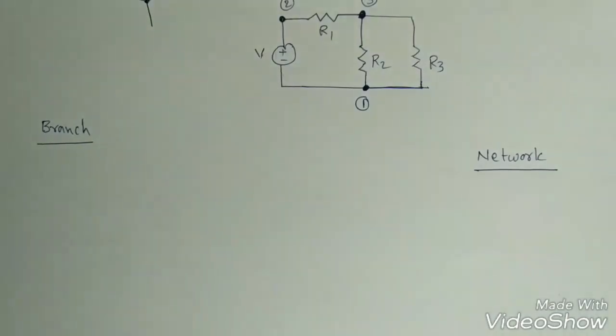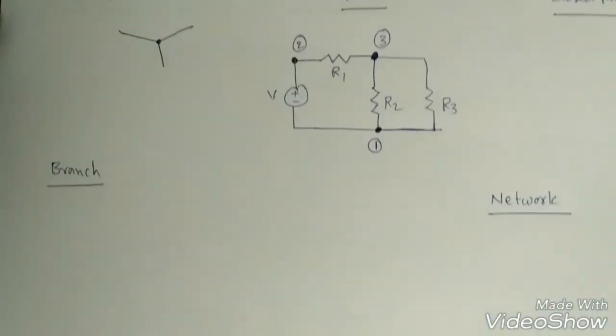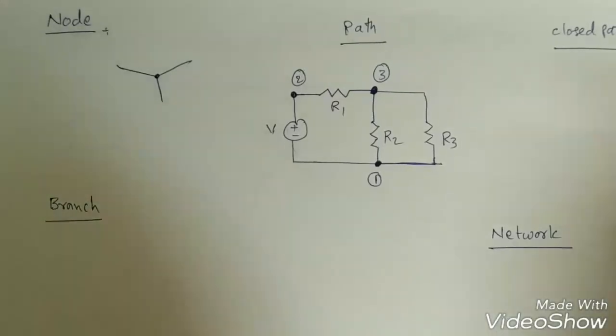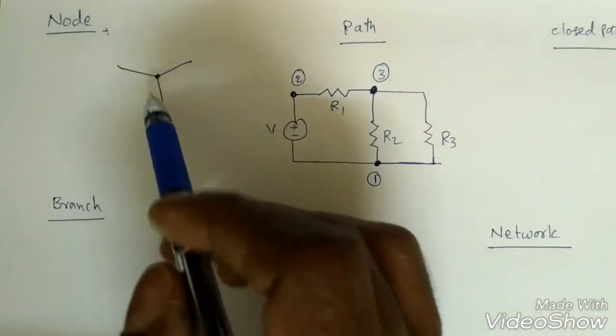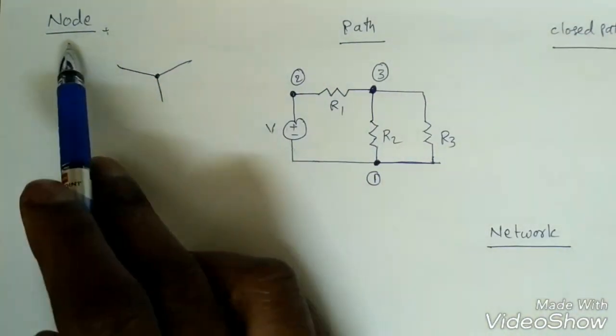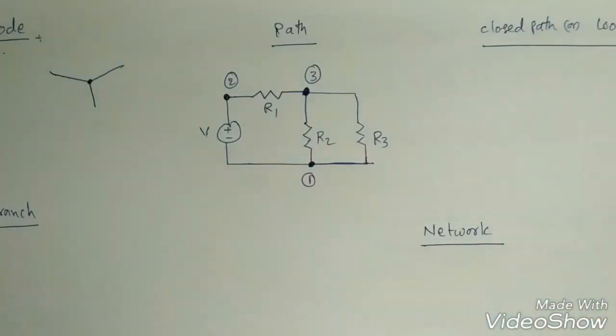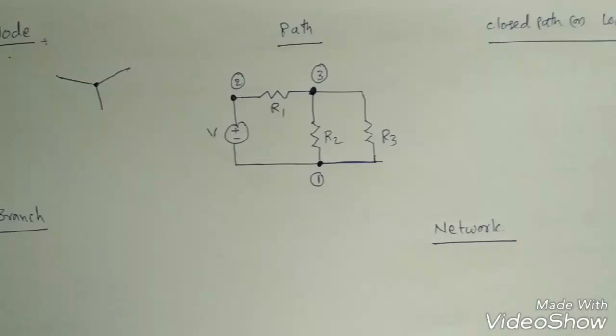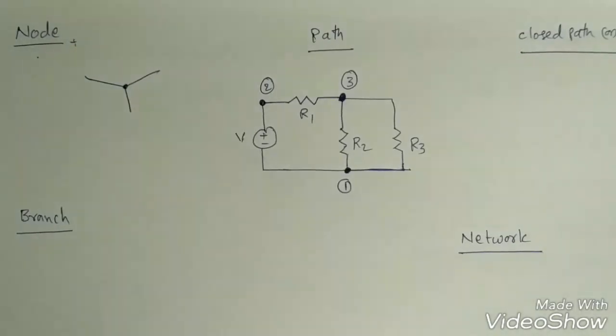Next we have to define some simple parameters, or we can say definitions. What is a node, a path, and a closed path or loop or mesh, right? And what is a branch and what is a network, right?